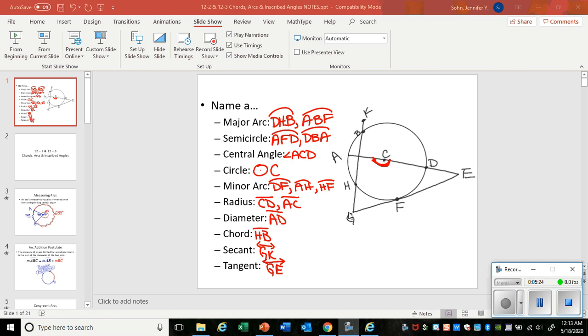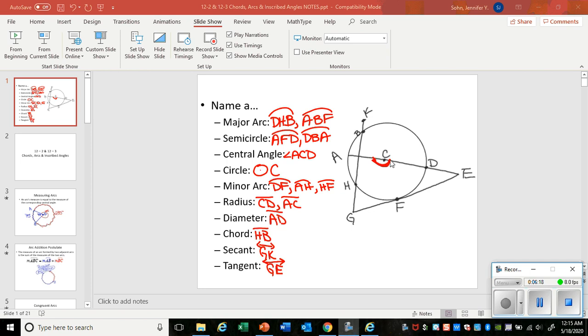Tangent is G and E right here. Tangent is a line on a circle, but it touches the circle at exactly one point. So tangent is G and E right here, and it's a line, and it's touching the circle. It's outside, right? But it has to only touch at one point. So this is a tangent. This H, B is a chord. And when it extends through the chord, it is a secant. So secant is G and K. So we have to know these terms.